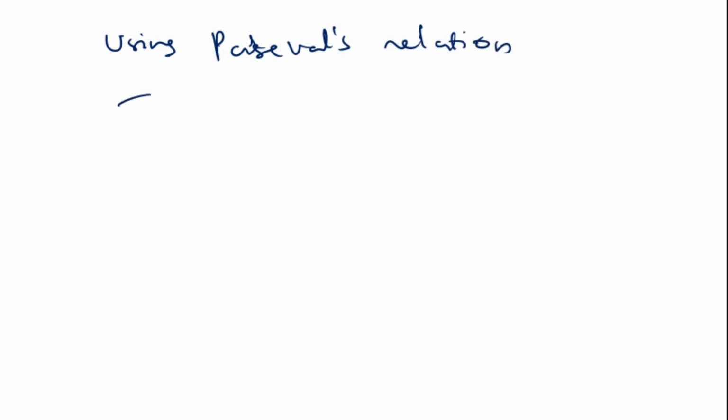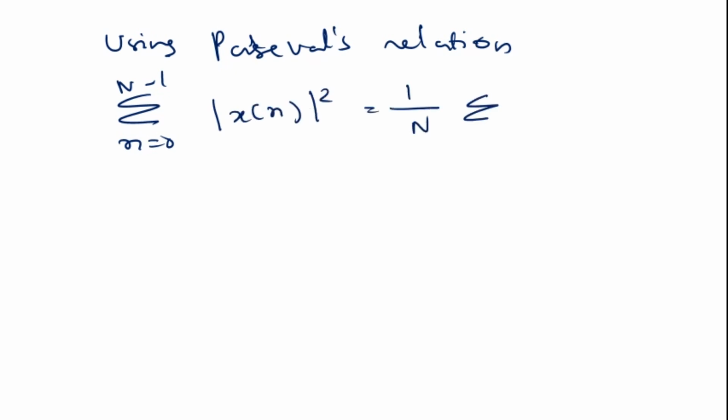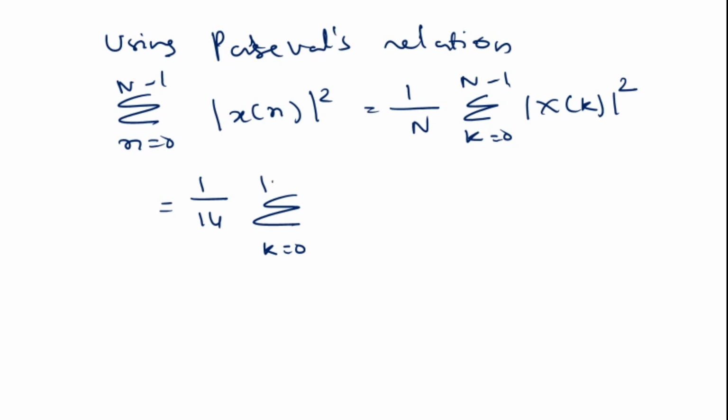And last one, using Parseval's relation, summation n is equal to 0 to n minus 1 mod of x of n square is equal to 1 by n, summation k is equal to 0 to n minus 1 mod of x of k square, which is equal to 1 by 14 summation k is equal to 0 to 13 mod of x of k whole square, which is equal to 36.5. This is the required answer.